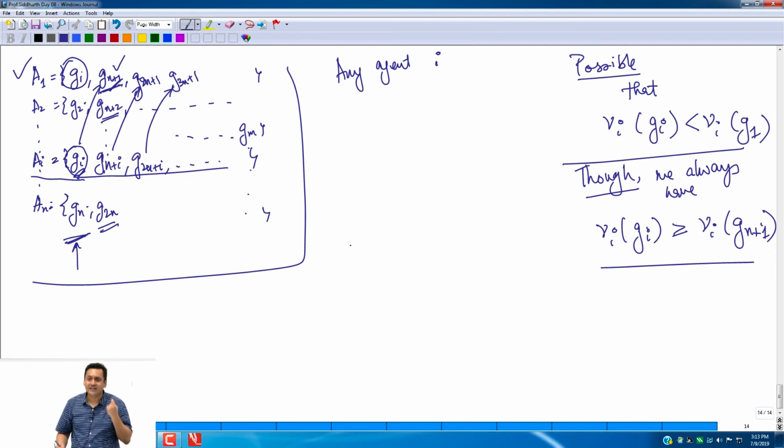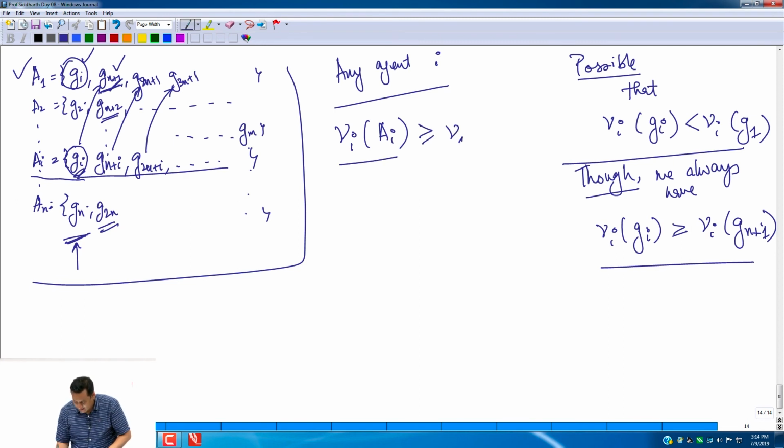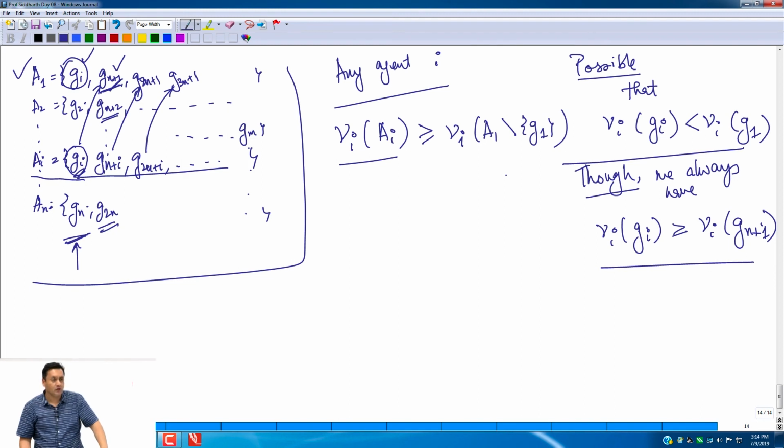What's left is just one single good that actually made an appearance before you showed up. If you look at Ai, again I am going to use the fact that once I have this good-wise comparison, I can sum it up and that will give me this. There's at least Vi of, say, A1 minus G1. So it's not just NV free up to one good, it's NV free up to the good that was selected before you got to the round robin table. So it's that very specific.